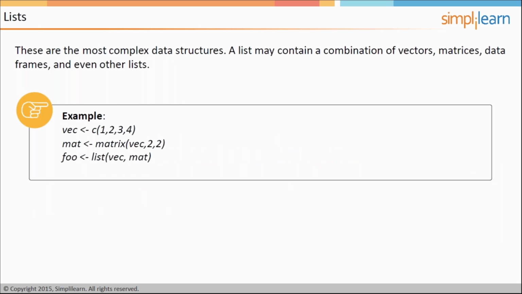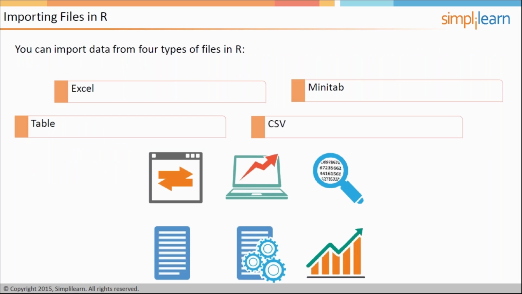Lists, as we talked about, are the most complex data structures in R, because lists can combine any variation of arrays, matrices, vectors, you name it, and in fact other lists. And so lists have the potential to get out of hand, but if used properly, they can be a very effective tool. In this case, what we've done is we've taken a vector, 1 through 4, and a matrix, 2 by 2, and we've said let's take foo and make vec and mat into a list, and that's what you're looking at there.